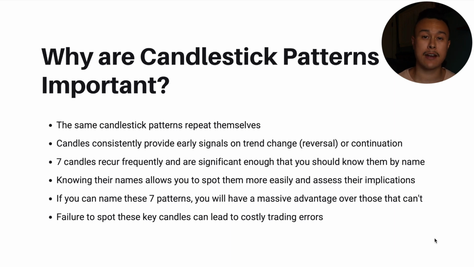And in the next 7 patterns that I'm going to show you, we're going to differentiate them based off of either a continuation or a reversal. These 7 candles that I'm going to be covering recur frequently and are significant enough that you should know them by name. Knowing their names allows you to spot them more easily and assess their implications. If you can name these 7 patterns, you're going to have a massive advantage over those that can't.